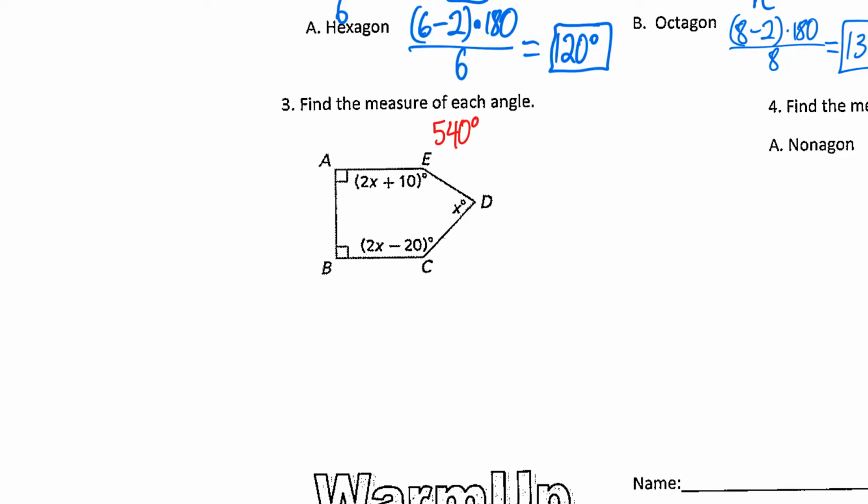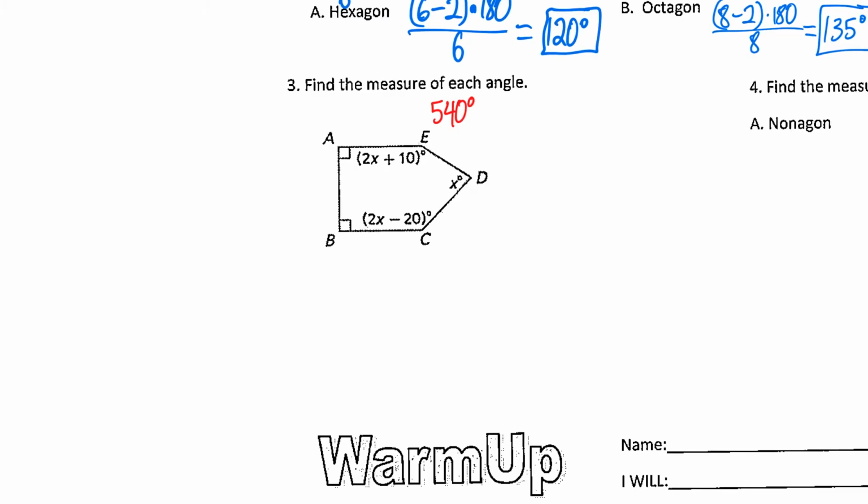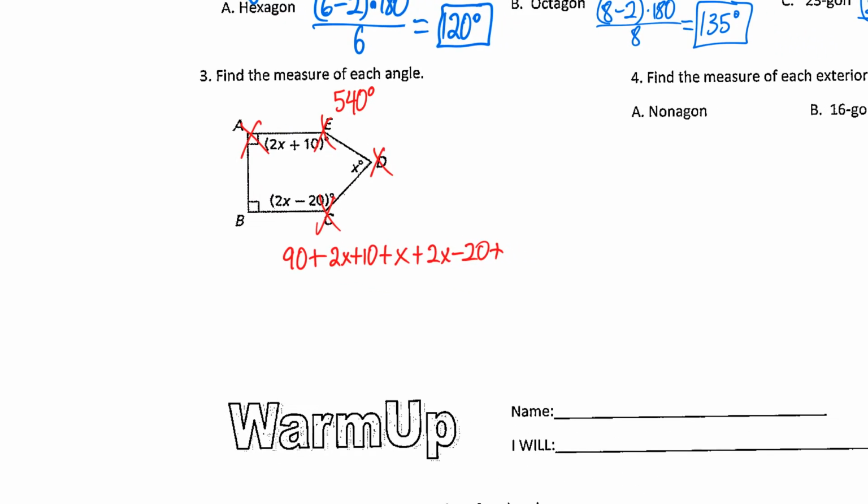Okay, yesterday we added all this up in our head. I'm going to go ahead and write it out this time. So how big is angle A? 90 degrees. So we have 90 plus. How big is, I'm just going to go around here, angle E? 2x plus 10, plus how big is angle D? x, plus how big is angle C? 2x minus 20. And then finally, how big is angle B? 90.